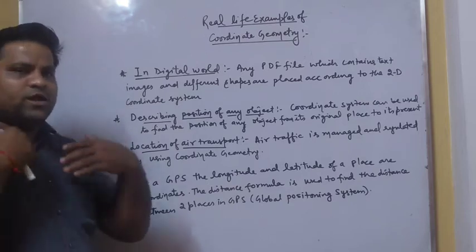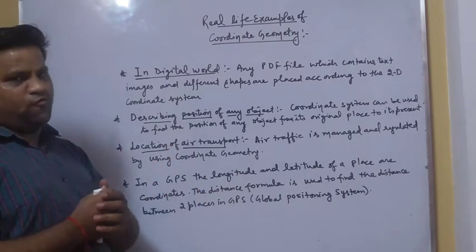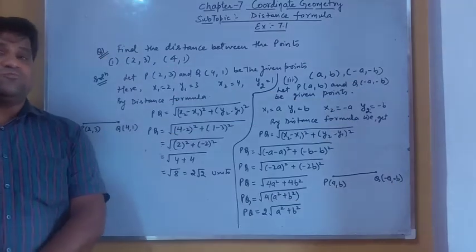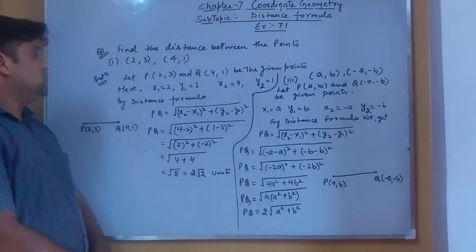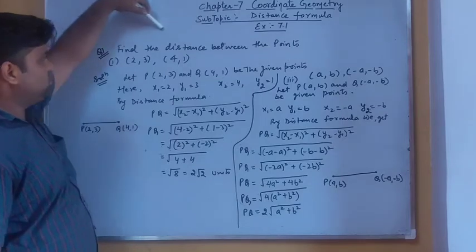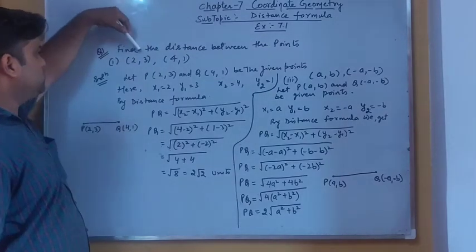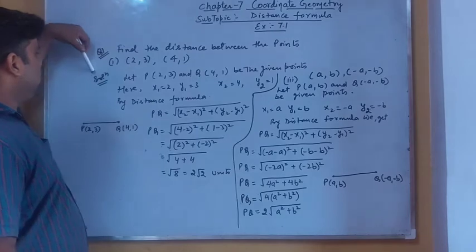There are lots of uses of coordinate geometry. Our exercise 7.1 is based on the concept of the distance formula. So let us come to question number one: find the distance between the points. The given points are (2, 3) and (4, 1). Now let us come to the solution.